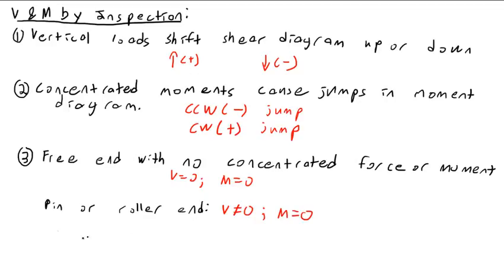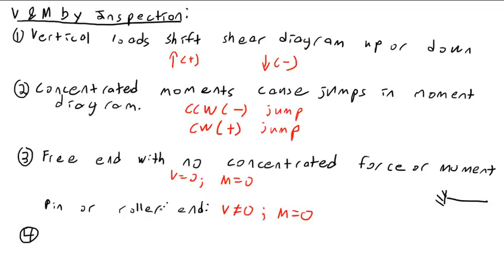Yes? So when you're talking a free end, is that like a cantilever? Yes, what I mean by a free end is something like this. This point here, the shear and moment have to be 0 because there's nothing there. It's just the end of the beam.